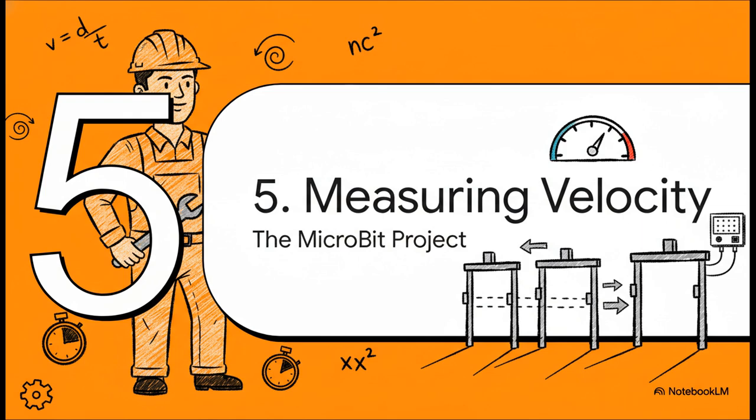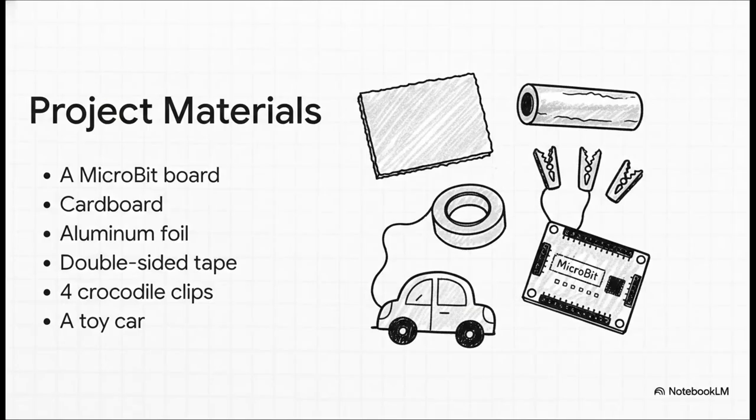All right, this is the best part. Let's get into our final section and actually build this thing. We're going to make a set of simple timing gates and use our microbit to do the math for us, putting all that physics theory into practice. And don't worry, you don't need some fancy physics lab. All you really need is some stuff you probably have lying around the house. Cardboard, aluminum foil, some tape, a few clips, and of course, our microbit and a toy car to race.